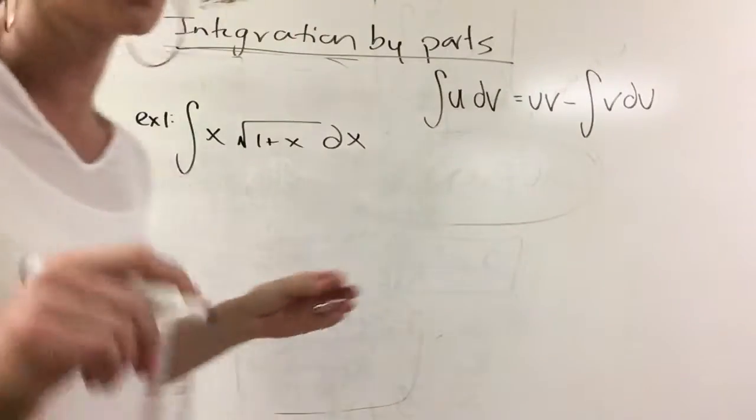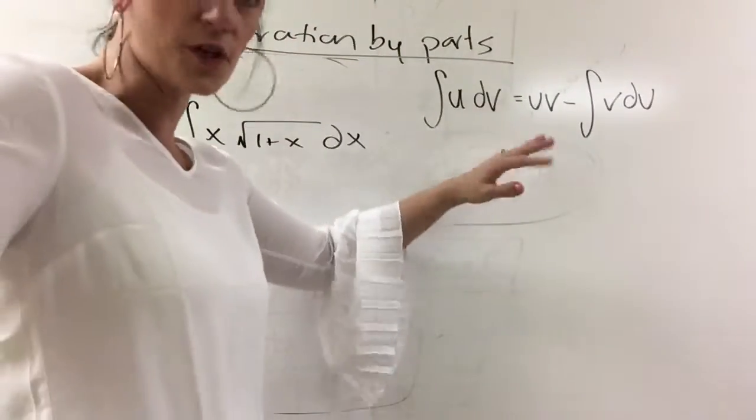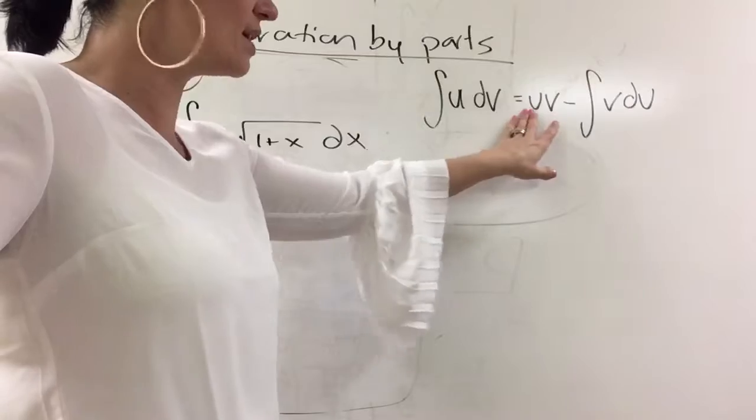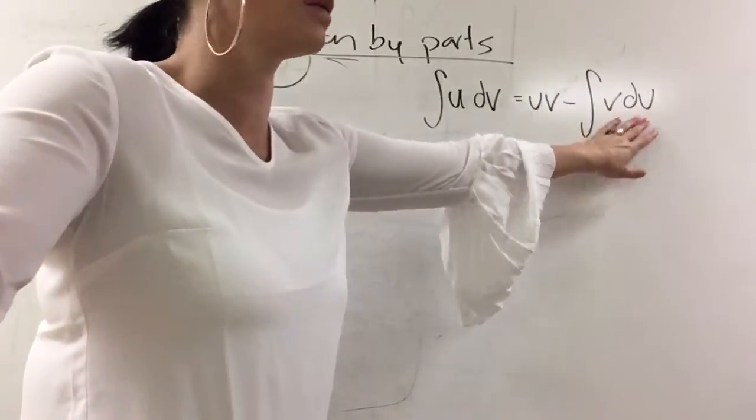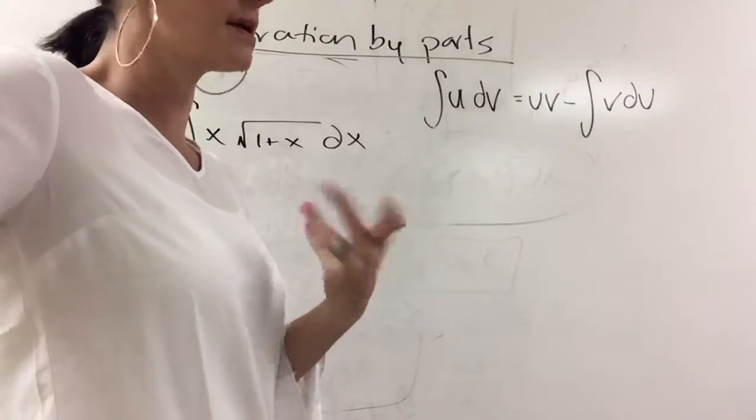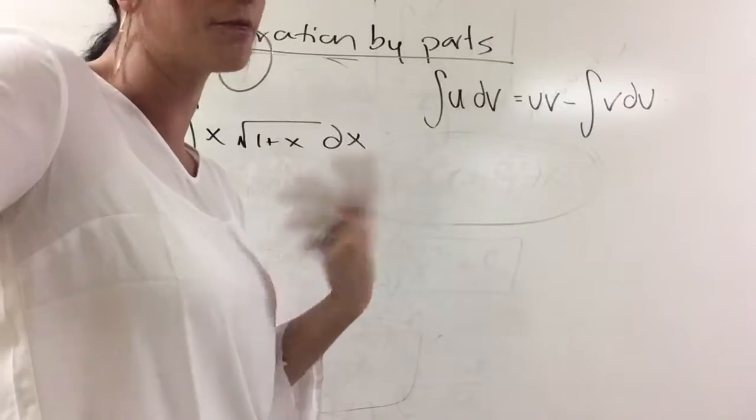Right, back to integration by parts. So there's a formula for integration by parts. It's the integral of u dv equals uv minus the integral of v du, okay? So basically what you're doing, integration by parts is almost the opposite of the product rule.